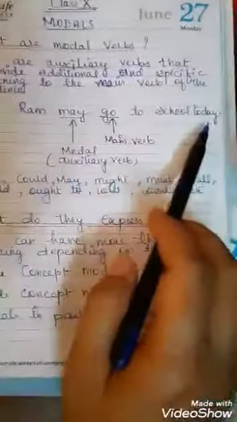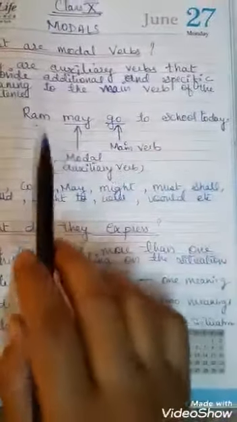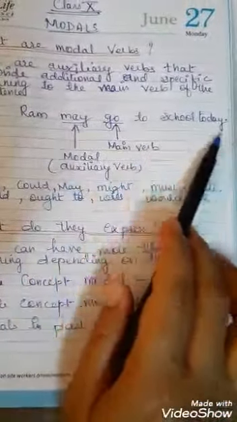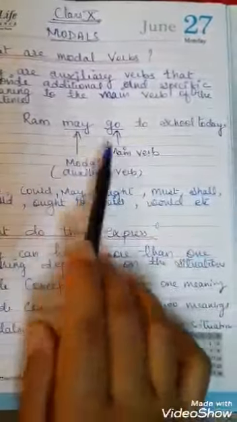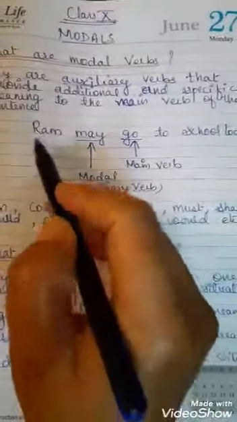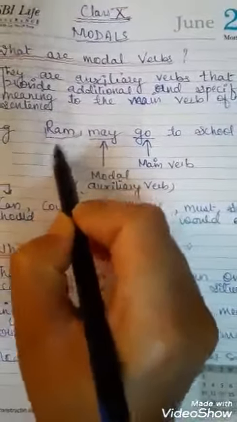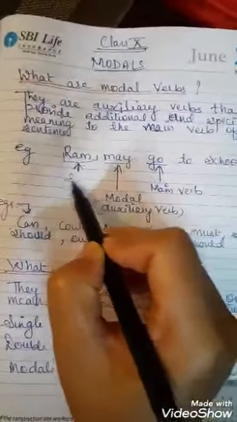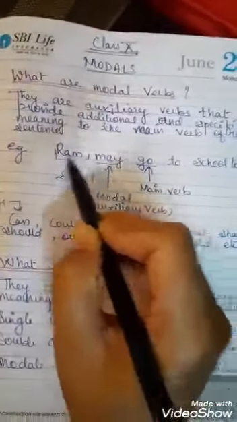There is one sentence here. I've given one sentence here. Ram may go to school today. It's a very simple sentence. Ram may go to school today. Now it has a subject. Ram is a subject. Every sentence has two parts, subject and predicate, right? So Ram is a subject and the rest of the part is predicate.